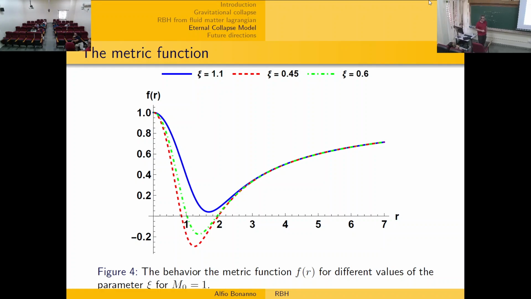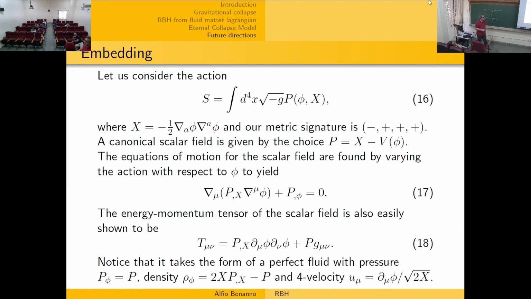And then, if I have a few more minutes before I finish, this is a new thing. What I'm trying to do is to embed this model in a Horndeski theory. Imagine you have a general model of this type. X is this scalar field. Here is the equation of motion for the scalar field. That's the energy momentum tensor, and that's P and the density and this thing. The question is under which condition I have a regular black hole in this case.